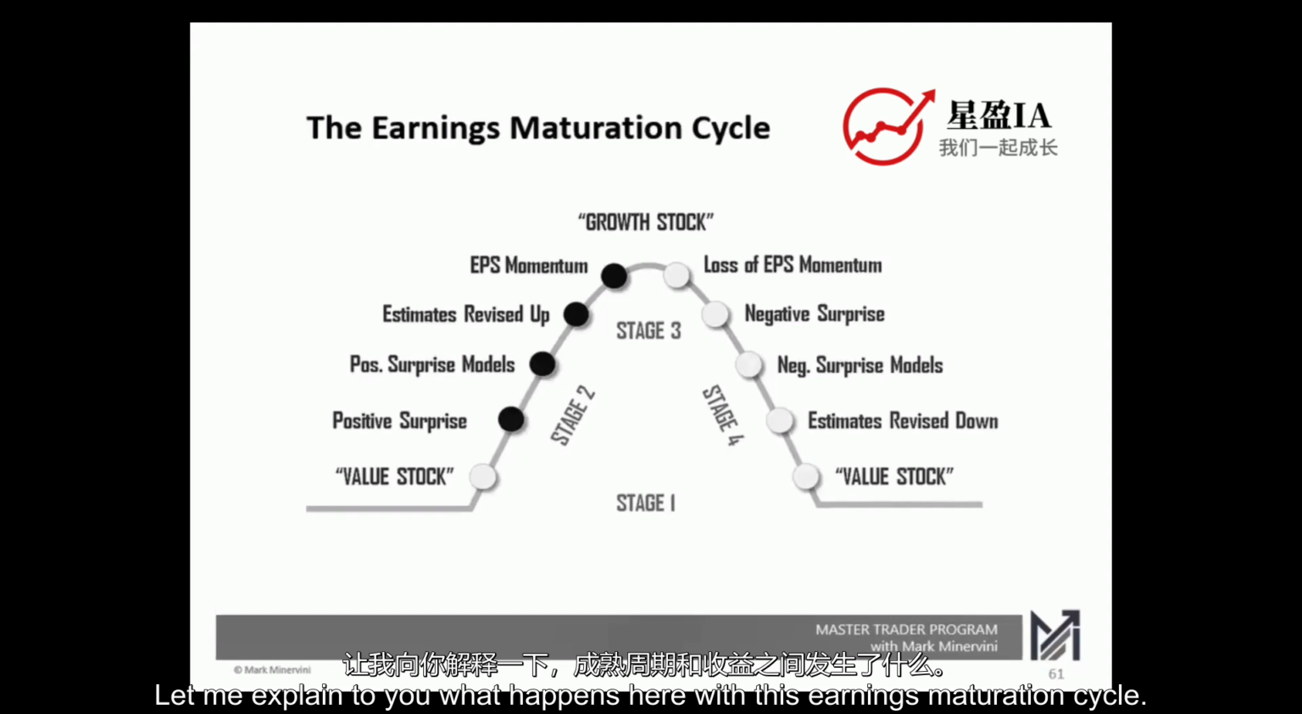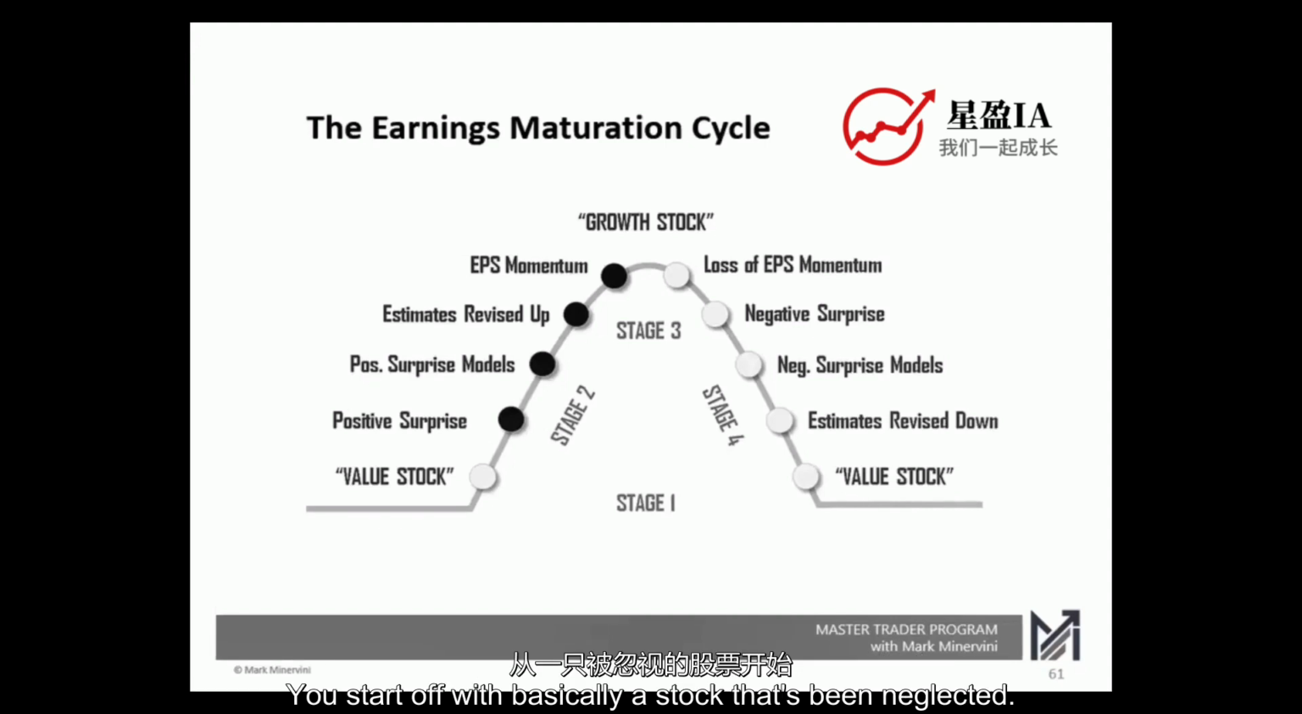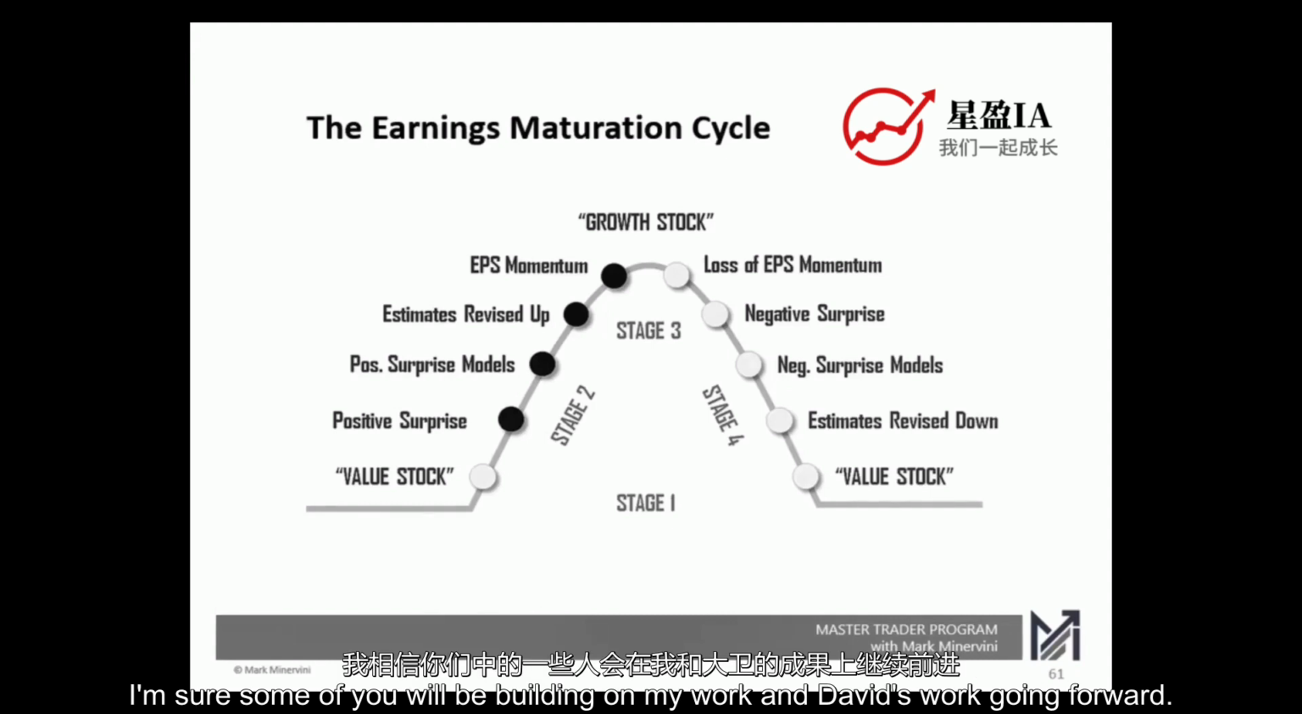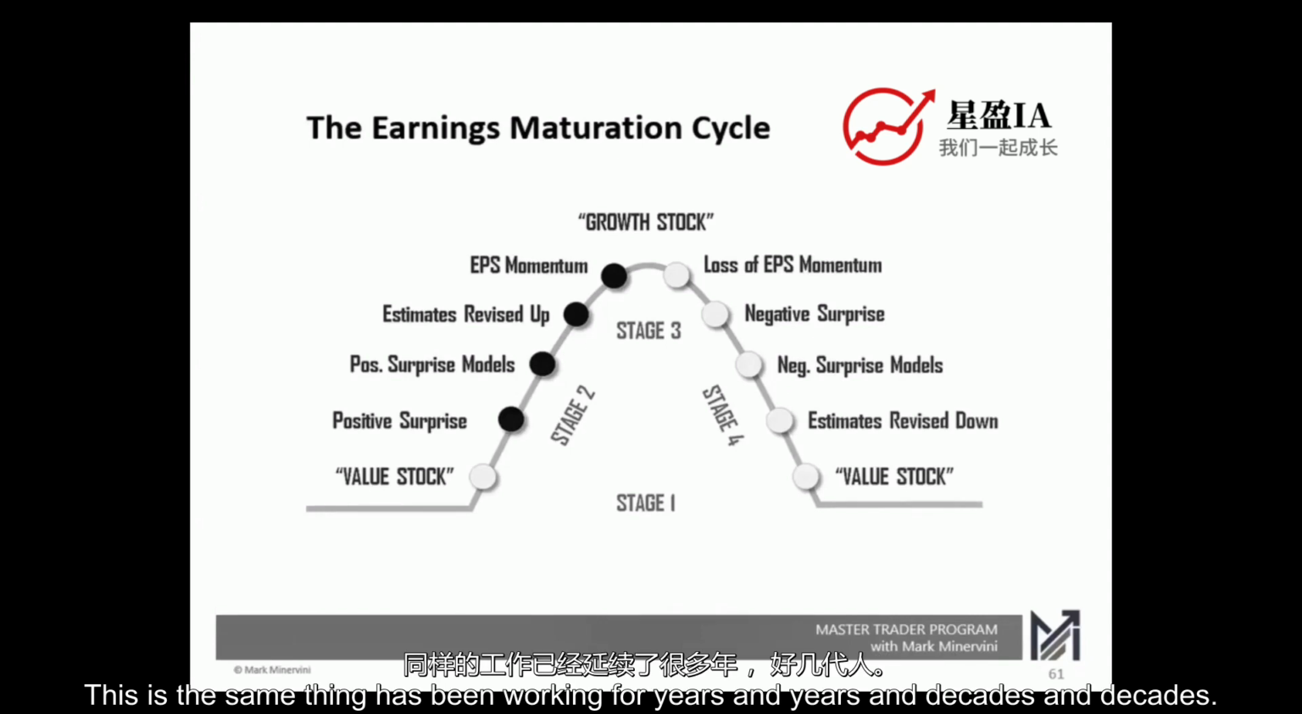So let me explain to you what happens here with this earnings maturation cycle. You start off with basically a stock that's been neglected. It's in stage 1, and then suddenly something happens. And this is sort of the N in CanSlim. Now, this isn't a CanSlim seminar, but I can tell you right now, there's a lot of overlap. We're just building upon previous work. I'm building on work that started with Jesse Livermore and then Richard Love in the 60s and 70s, and then William O'Neill. And I'm sure some of you will be building on my work and David's work going forward. So this is the same thing that's been working for years and decades.